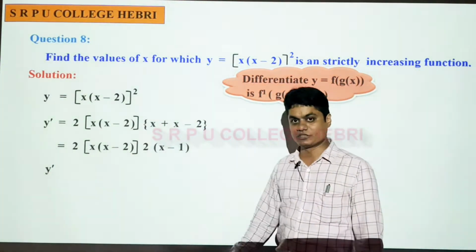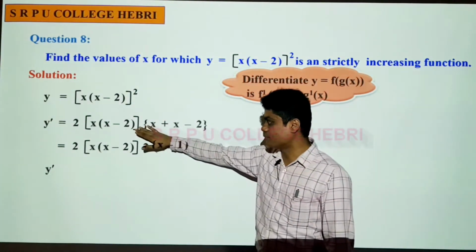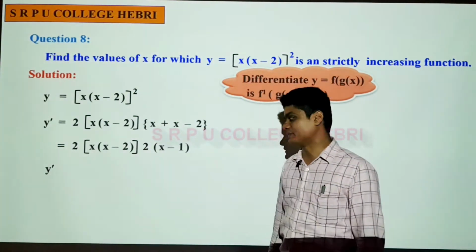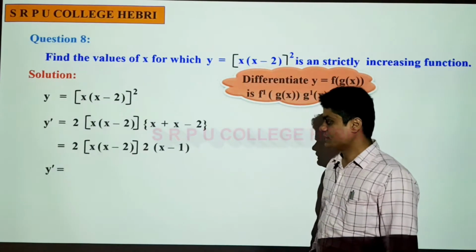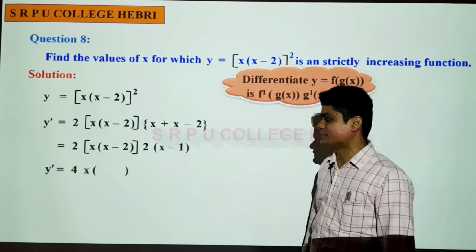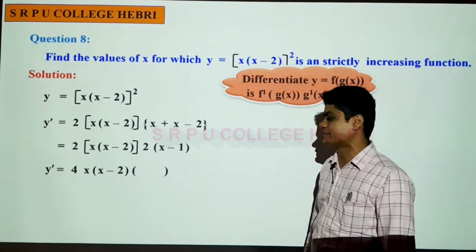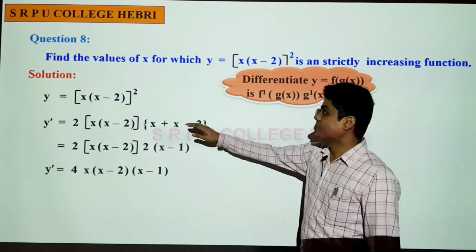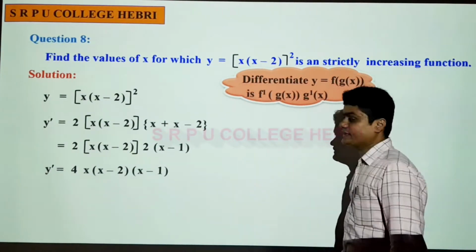and this one. Got it? This is differentiation using product rule and chain rule. This is simple simplification of that. Simplify further. So you can write this as 4 into x minus 2 into x minus 1. Okay, and we have to find out the interval where it is strictly increasing.